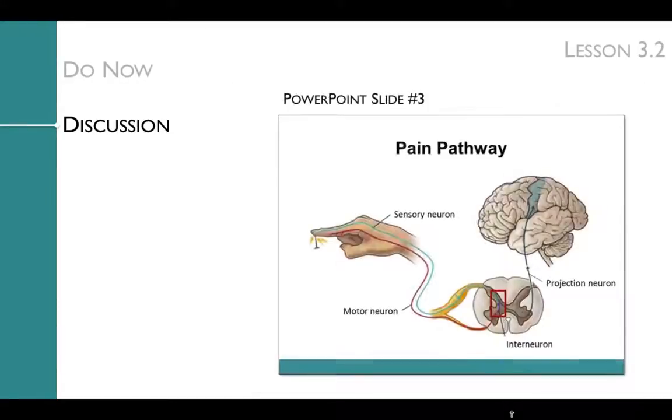The discussion starts with a review of the Do Now. You'll use slide 3 to facilitate a discussion about your students' pain pathway models. Since the pain pathway is not the focus of today's lesson, it's used to provide a connection from yesterday's lesson to today and to get students thinking about the communication between neurons. You want to keep this part of the discussion brief and focus on the fact that there is more than one neuron involved and there is a space between these neurons.